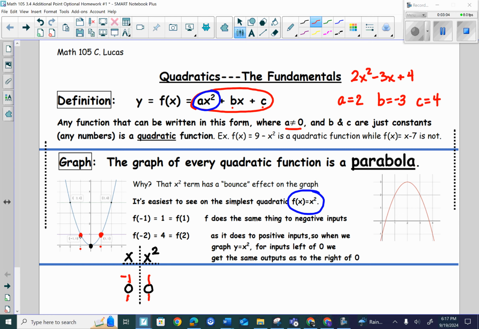The function does the same thing to those inputs left of the vertex that it does to the inputs the same distance away to the right of the vertex. That's why we get this parabola. Same thing. So if I put -2 in, I'll get +4. If I put +2, I get +4. So that's why this bounce happens.